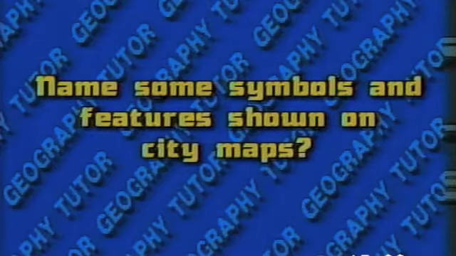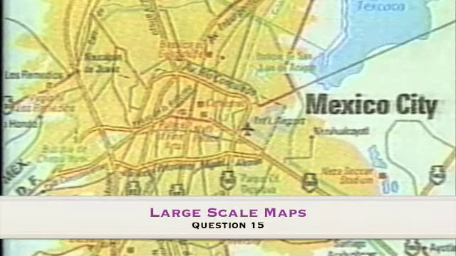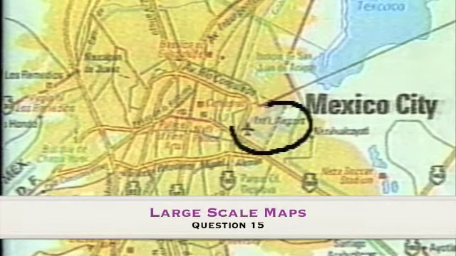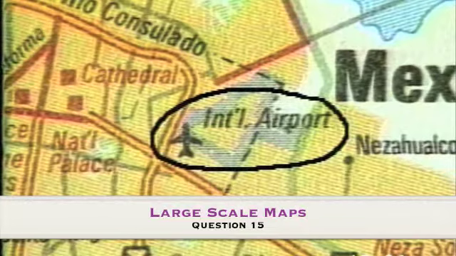Name some symbols and features shown on city maps. City maps are called large-scale maps. They show a lot more information about an area than most other maps. For instance, looking at this map of Mexico City, how can you find an airport? Yes? How could you tell? That's right, an airport is identified by a small drawing of an airplane.